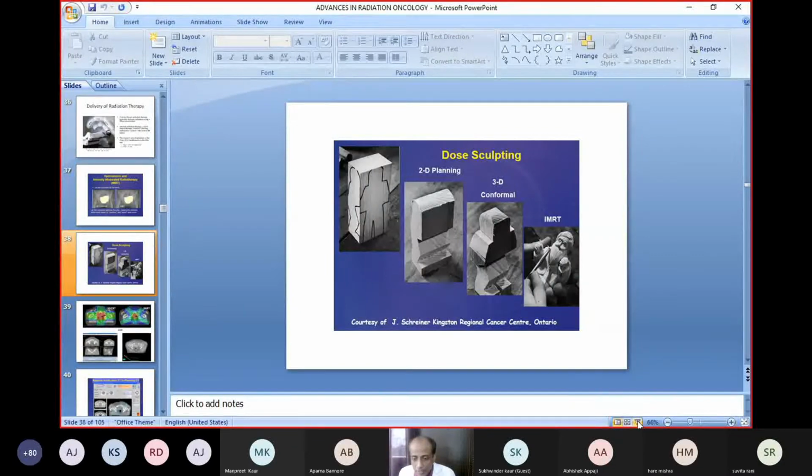On this screen, I would like to brief the basic differences between the 2D plan, 3D plan and IMRT plan. Suppose in a wooden block we have drawn a patient body like this. This is the anterior view and this is the side view. This is the front view.